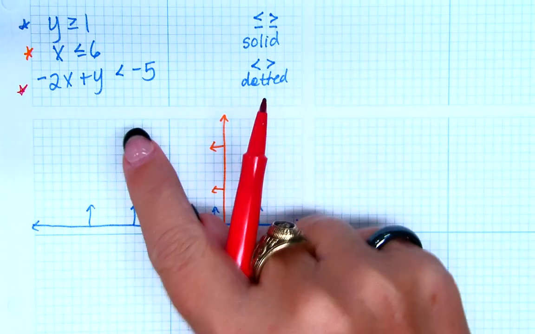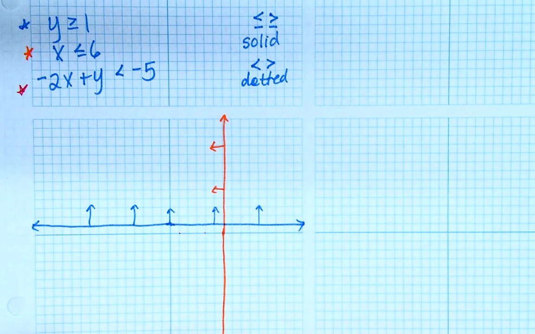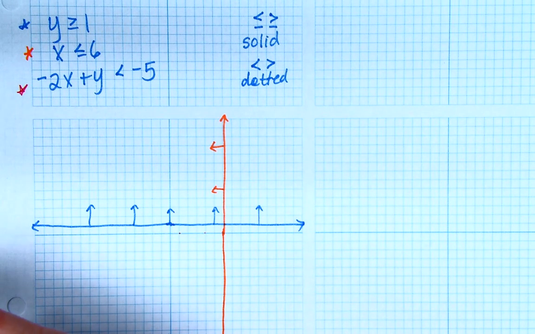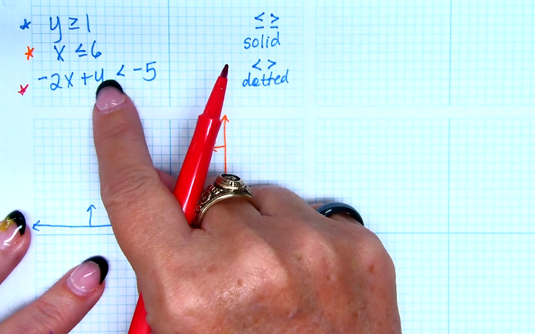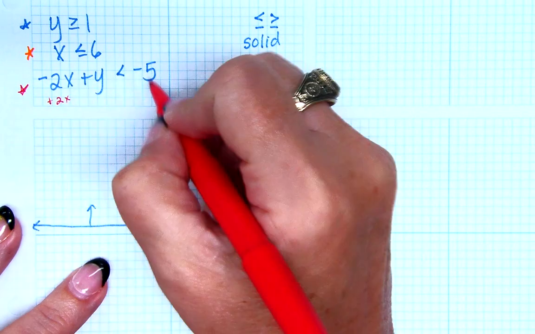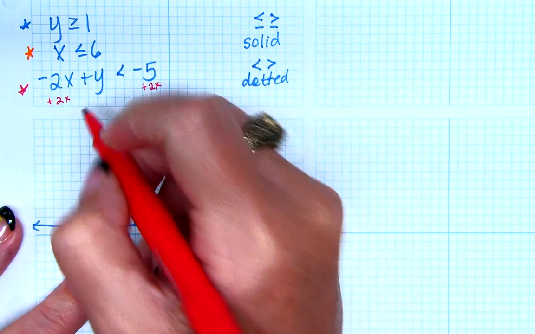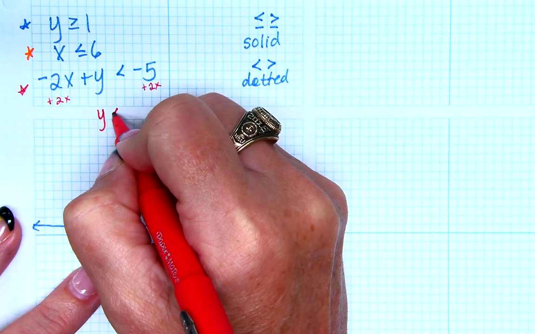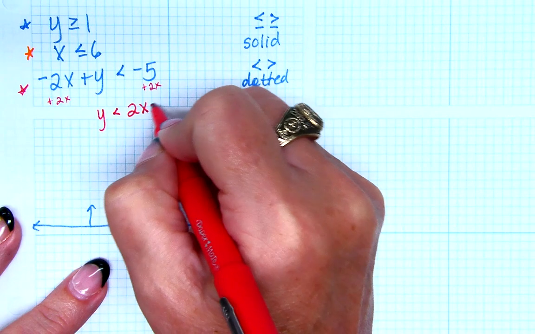Can I graph this line as it is? Yes. In order to graph a line by hand, I need it in slope-intercept form, right? Which is where y is by itself. So I need to add 2x to both sides. When I do that, I get y is less than 2x minus 5.